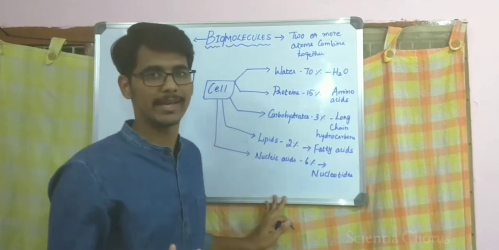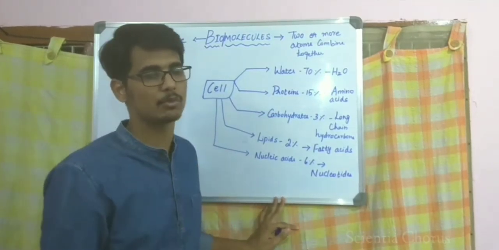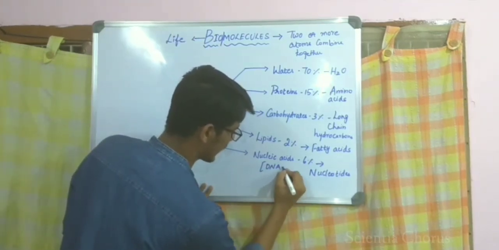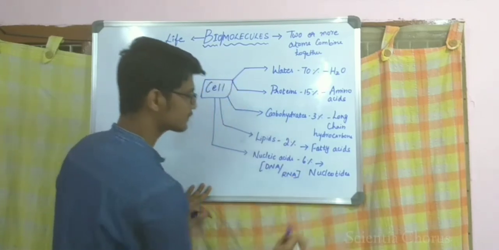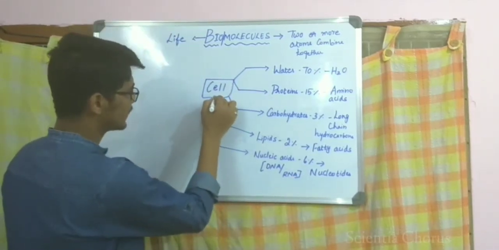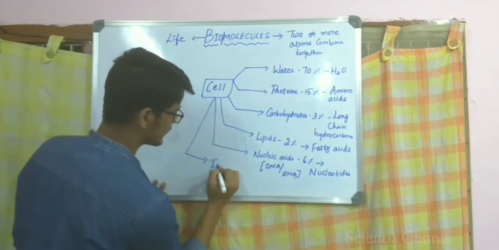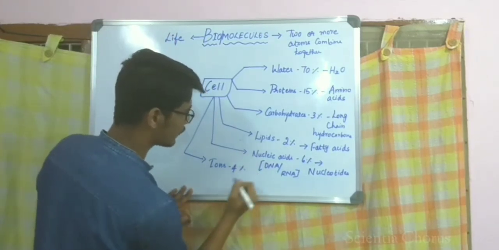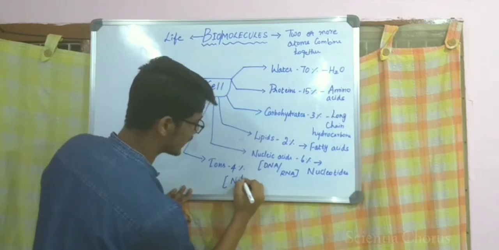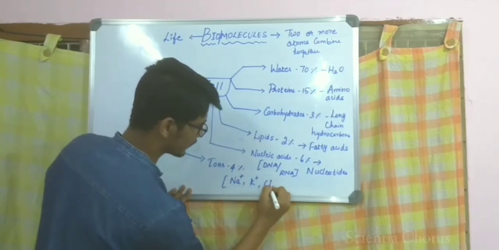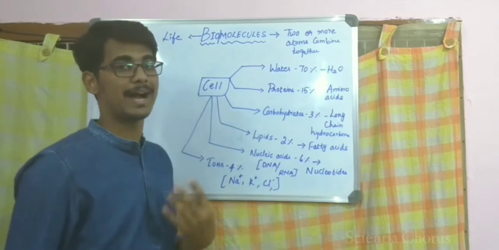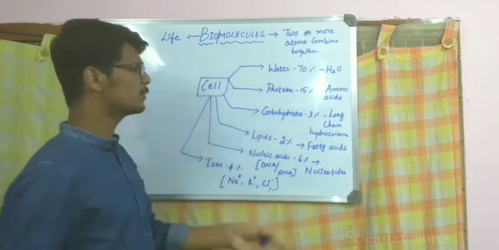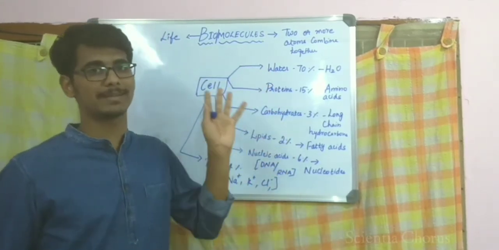Generally, we know what these nucleic acids are, like DNA and RNA, deoxyribonucleic acid and ribonucleic acid. So I am just writing it here, DNA as well as RNA. And the last one will be the ions. There are various ions present in the living organisms, which will be around 4%, like the sodium ion, potassium ion, chloride ion. So these are some of the ions present in the living system. Now this is the percentage of the different biomolecules present in a cell.